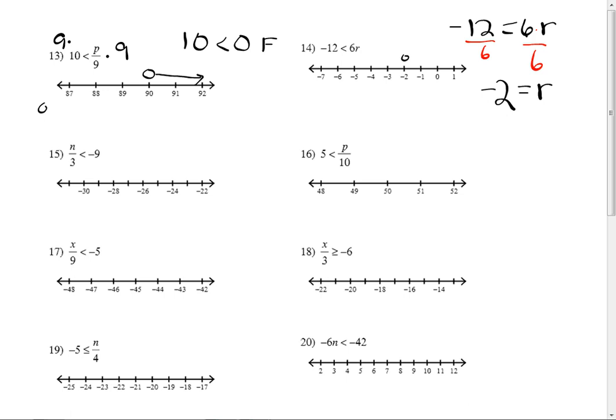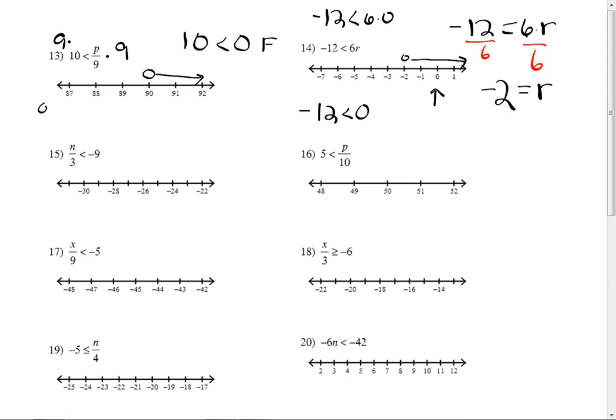Okay, now I got to decide which side I'm going to shade. So, Elias, if I try the 0, which is right there, negative 12, is that smaller than 6 times 0? In other words, is negative 12 smaller than 0? Is that true or false, Elias? It's true, right? So which side do I shade? The right side.